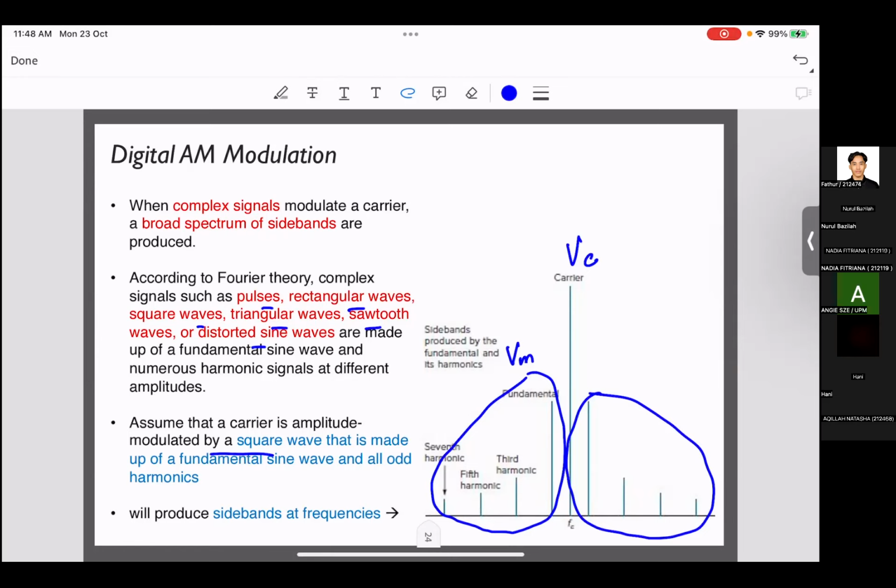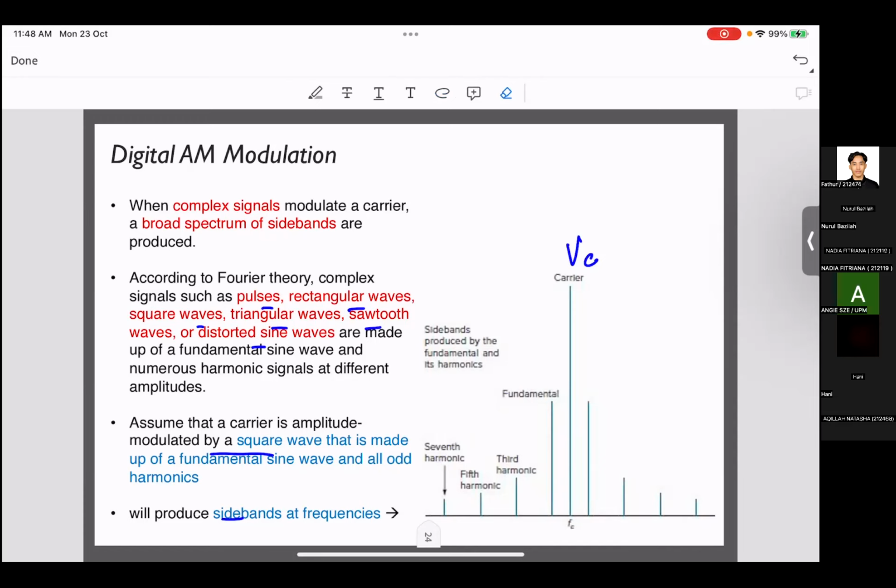Wait, so that is the carrier and all that will produce sidebands everywhere. This is not the sidebands. Wait, sidebands produced by the fundamental and its harmonic. Oh, this is already the sideband, so they're not showing the FM. Okay, sorry, scratch that. I mistook this for the modulating signal. This is actually the sideband already. So they already modulated the carrier, and this is the sidebands produced by the square wave.